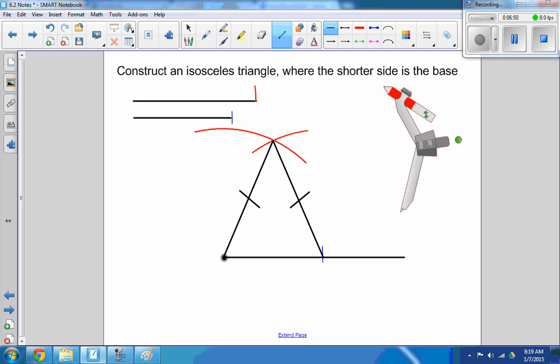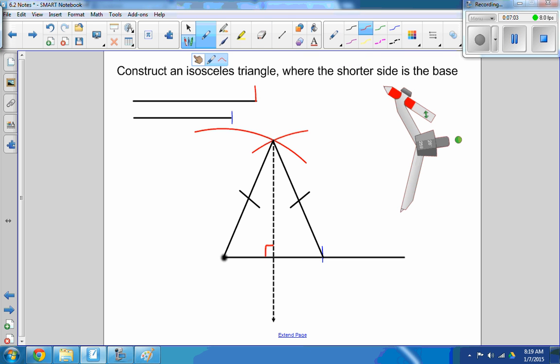One other thing to remember about isosceles triangles is the altitude drawn from the vertex. So if I draw the altitude down from the vertex, the altitude intercepts the side at a 90-degree angle, but also with an isosceles triangle, that altitude also bisects that side. And that is the end of this lesson.